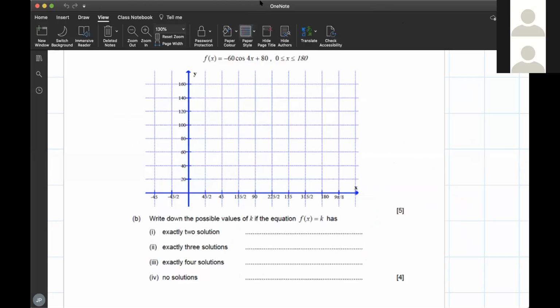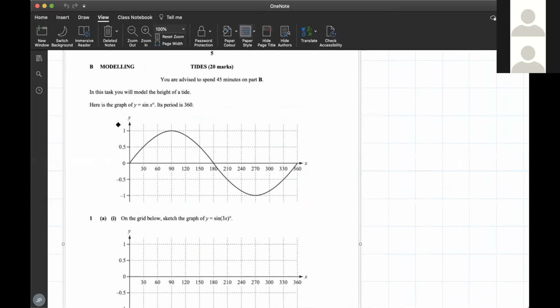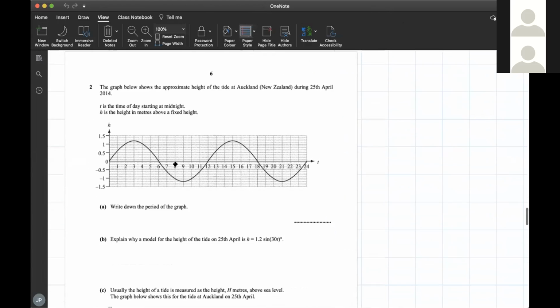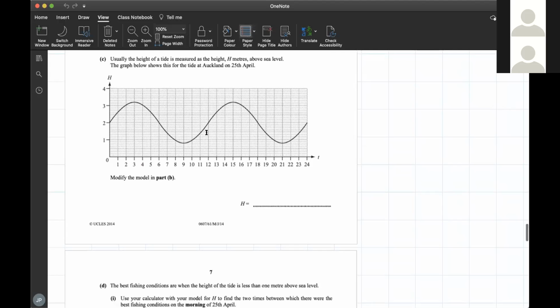I think we've done enough for this slider. Let's take a look at one question from paper 6 and use these ideas there. Some of these will be easier because it's probably a recap of what you have done earlier on. But as you keep going on, you can use the option of the slider as we do that.